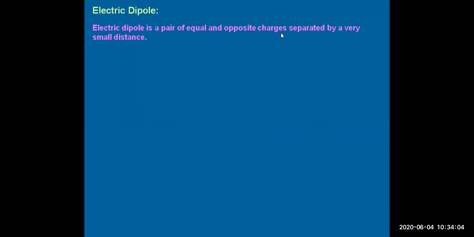So today's class, we are going to deal with two topics. One is electric dipole, and the second topic we are going to see about a torque. So we will see what is an electric dipole, its definition. The electric dipole is a pair of equal and opposite charges which are separated by a very small distance.